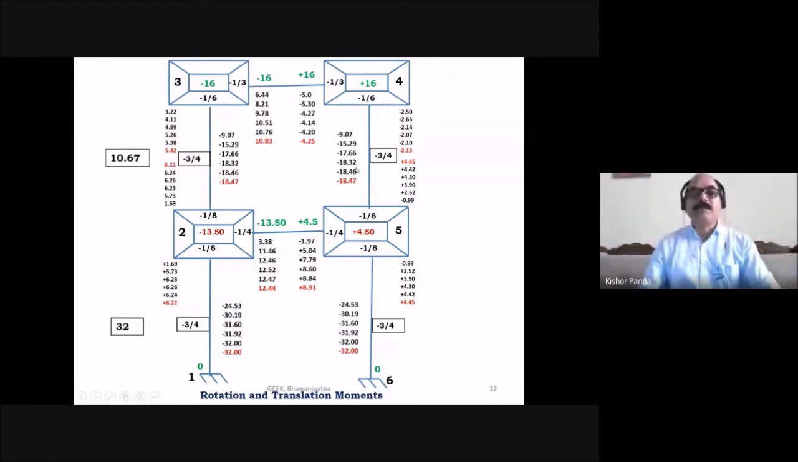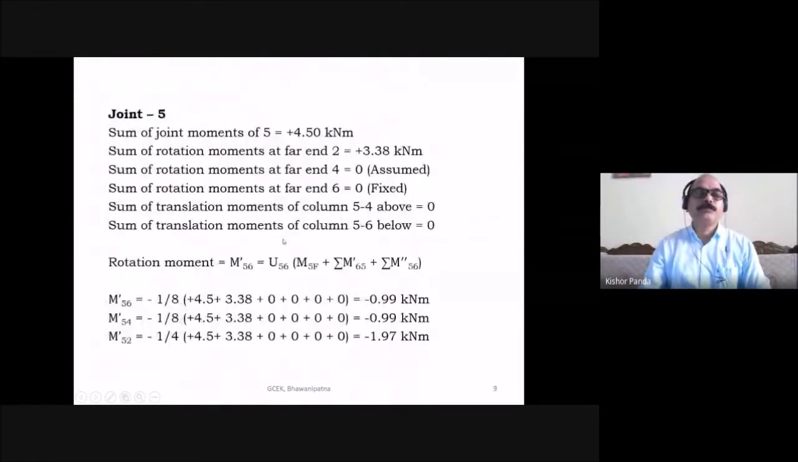And similarly the translation moment, here you assume 0, and here also you have to assume 0. Because at joint 5, how many vertical members meet? Here 5 4 and 5 6. So the translation moment of 5 6 you assume 0, and the translation moment of 5 4 you also assume 0. So this is the sum of rotation moment at far end 2, which is 3.38, already I have explained, and the sum of rotation moment at far end 4 is 0, assumed. Sum of rotation moment at far end 6 is 0, fixed, and the sum of translation moment of column 5 4 above is 0, you have to assume, and the sum of translation moment of column 5 6 below the joint is also assumed 0.